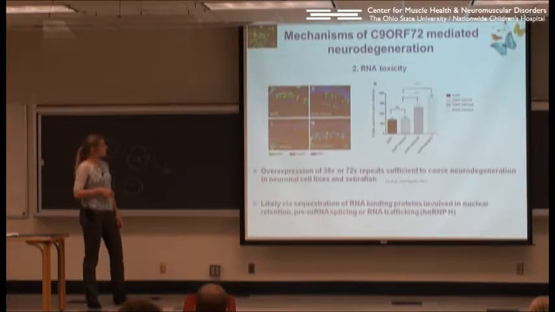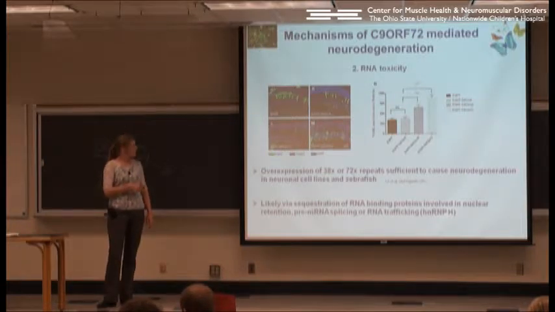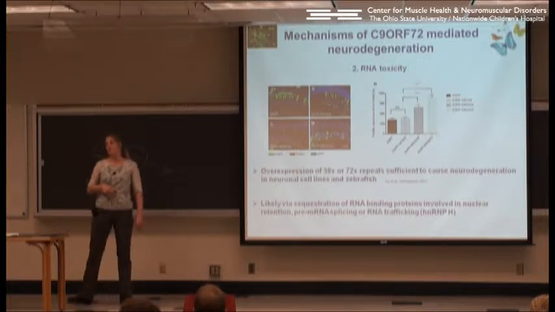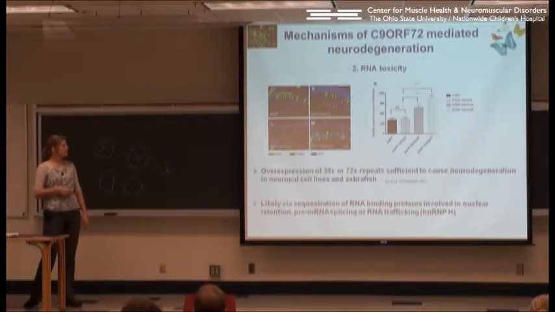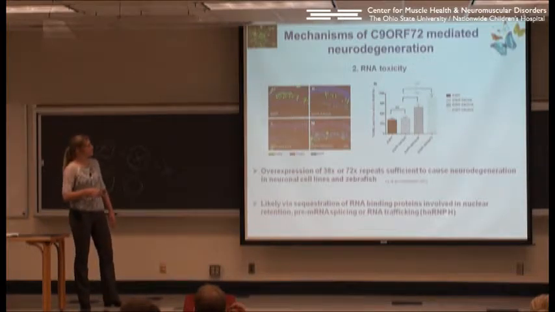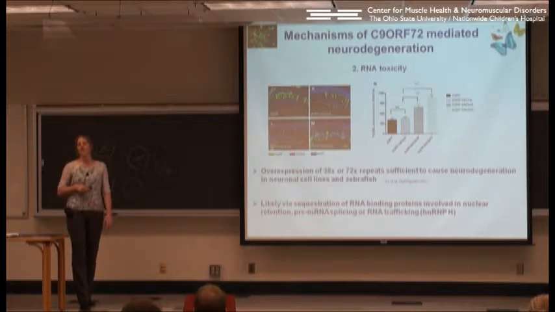So this is an example from zebrafish, where they did a TUNEL staining to see apoptosis in the zebrafish itself, and you can see if they overexpress 38 or 72 repeats, they can actually see increased apoptosis in the zebrafish, which is quantified over here. When you have only 8 of the repeats overexpressed, you don't see anything.